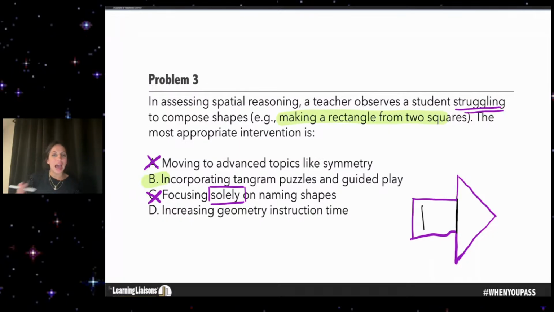And so I'm not going to focus only on naming shapes. I'm not going to necessarily increase my geometry instruction time. What I'm going to look to do is include tangrams and guided play so that students can naturally compose and decompose those things.